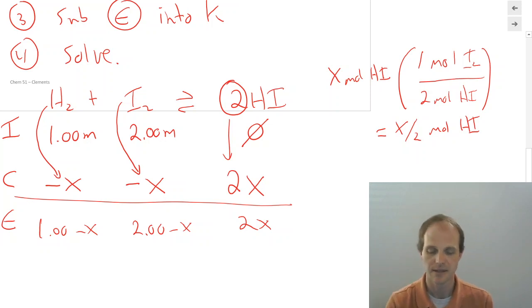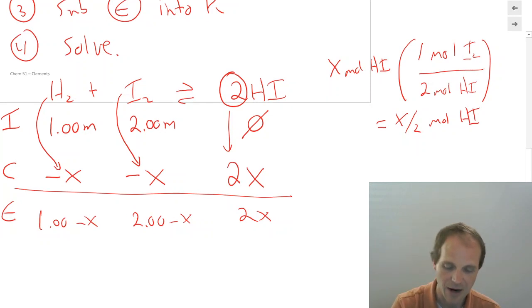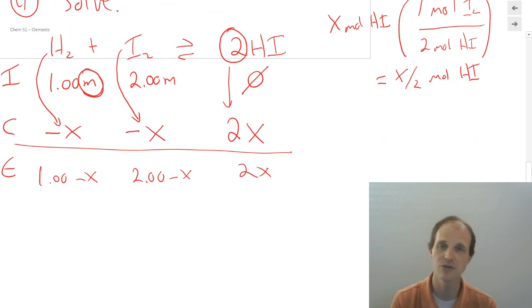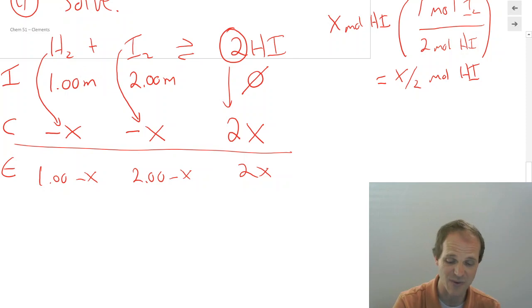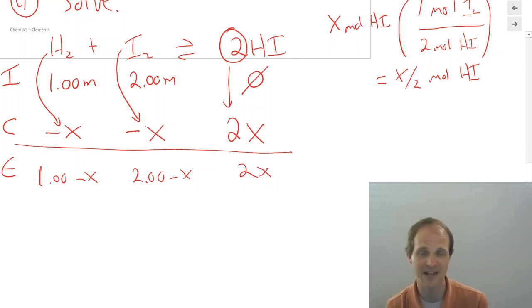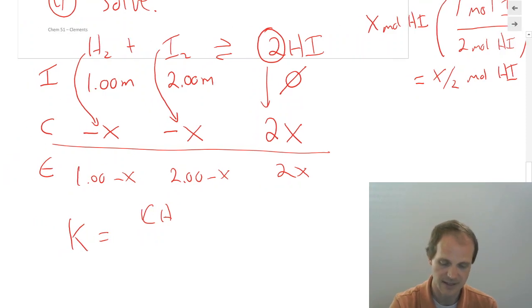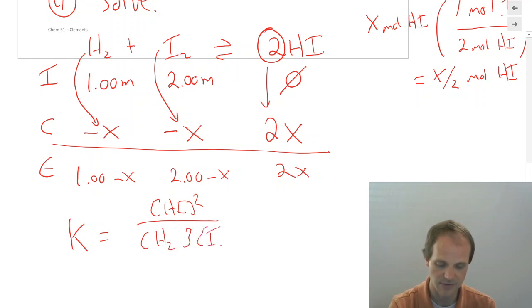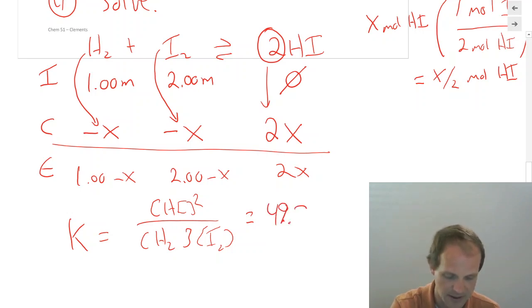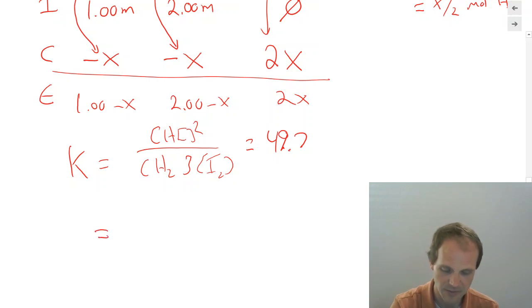So we can stop including units. I always include them in the first step as a good matter of habit to make sure I have the right units, because sometimes we don't have the right units, or we have mixed units and it doesn't work out so well. Next, I write my K expression. It's going to be the concentration of HI squared over the concentration of H2 times the concentration of I2. And my K value for that was 49.7.